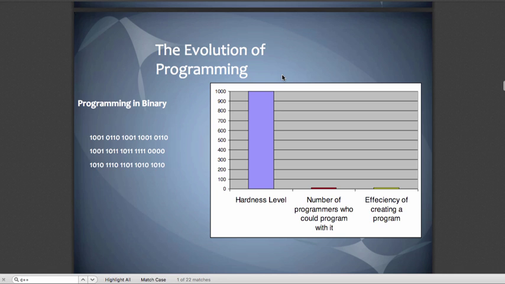The evolution of programming. I'll go through these slides quickly. There's no real statistics behind this, but they're meant to show a point. When we first started programming, we would program in ones and zeros. This was very difficult, and there weren't many people who could do it, and it was not very efficient.